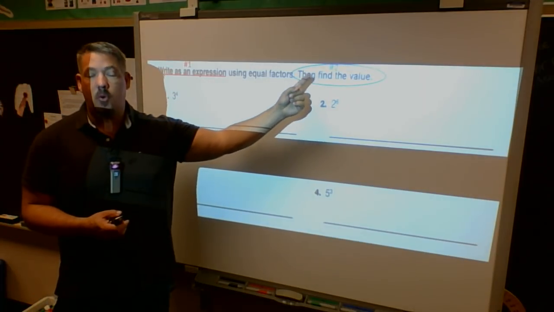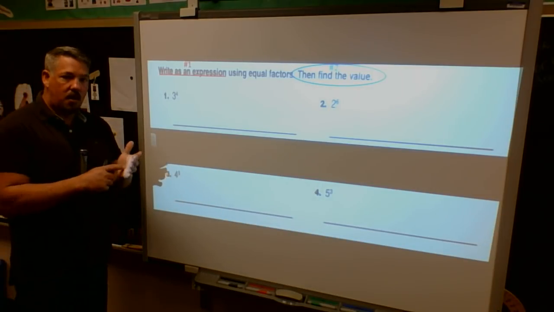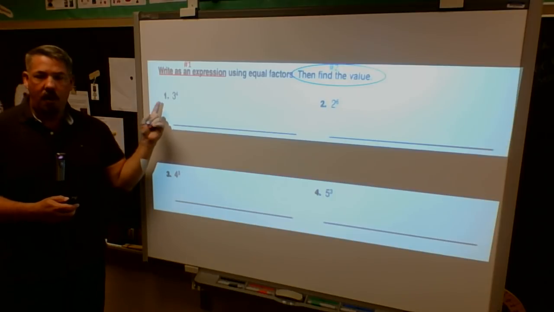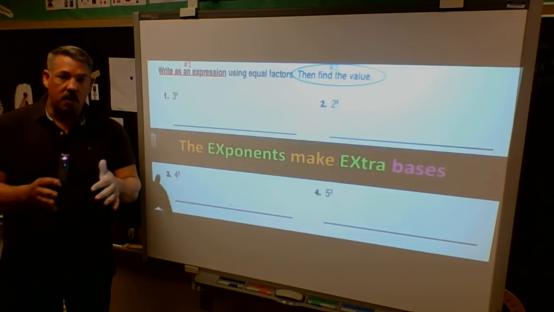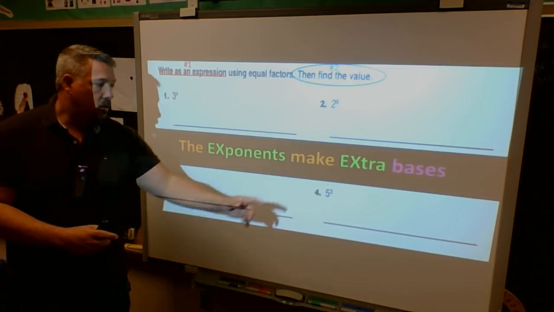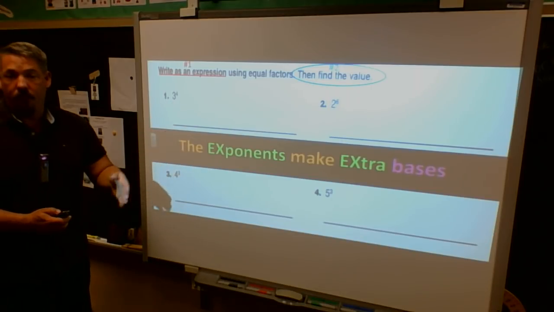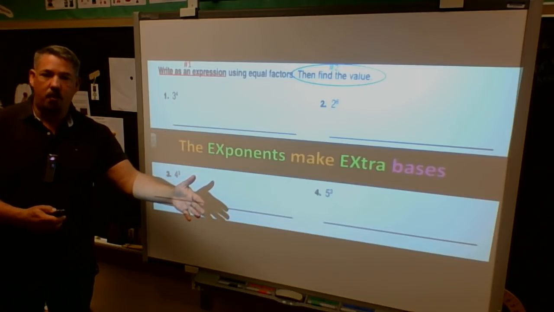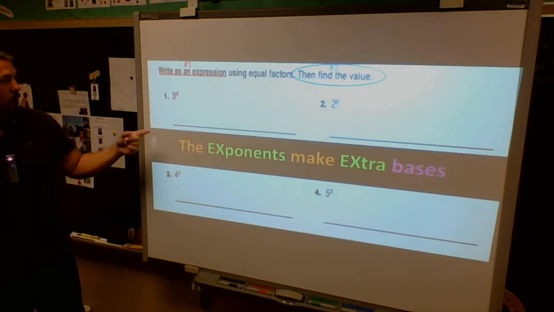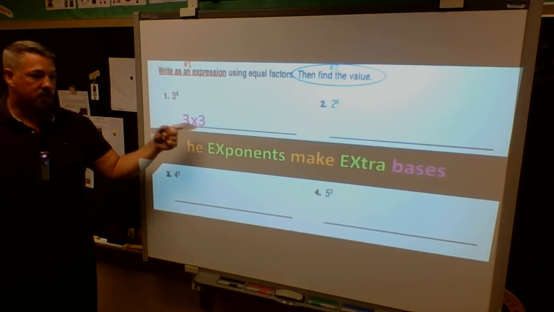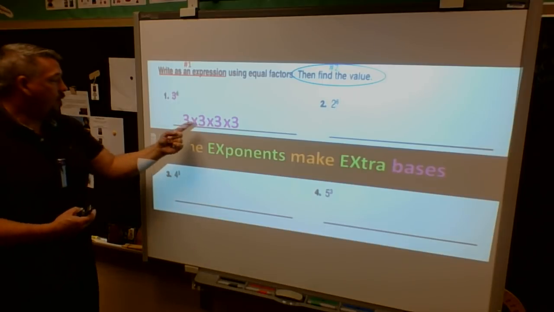The second thing I want to do is I want to calculate it. That's where my handy dandy calculator comes in. Handy, because I can just type it in and do it. So I have my base of 3 and my exponent of 4. So I know my exponent is going to make extra bases. So my base is 3. How many am I going to have? I'm going to have 4 of them, and it's a multiplication problem. That's my first step. So I'm going to write 3 times 3 times 3 times 3. That's my expression.